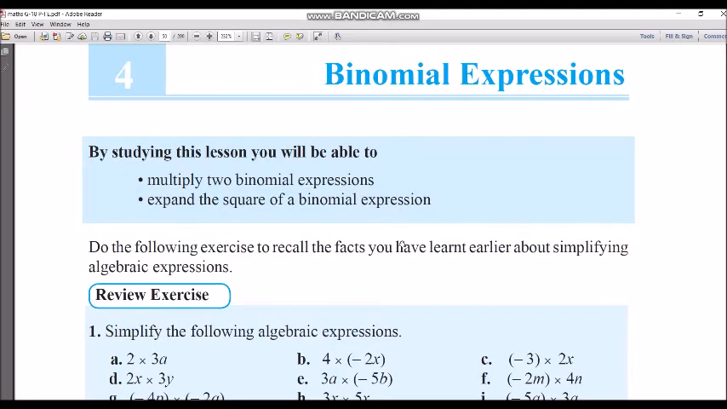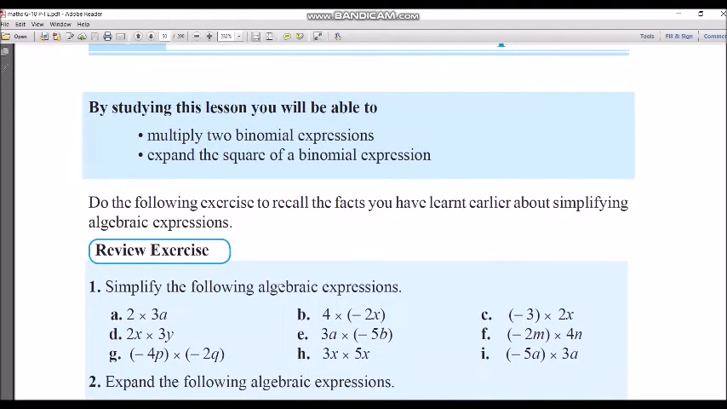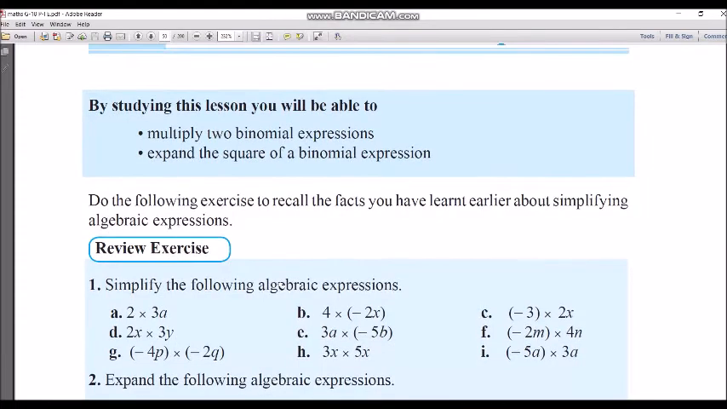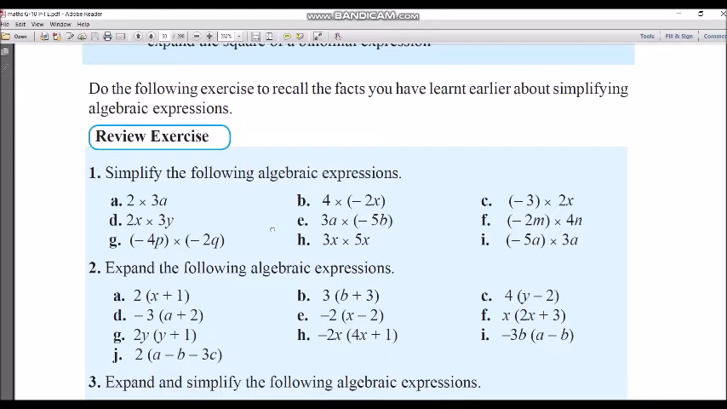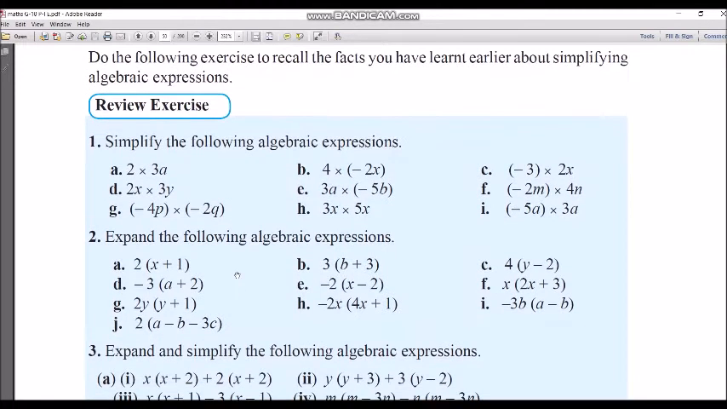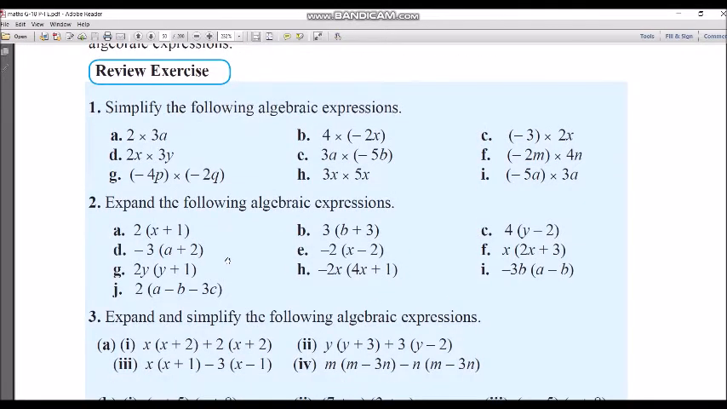Hello, in this video we are going to discuss binomial expressions. In your textbook, before studying lesson 4, they have given some review exercises to recall your learnings from earlier grades. They have given some algebraic expressions and asked us to simplify them.